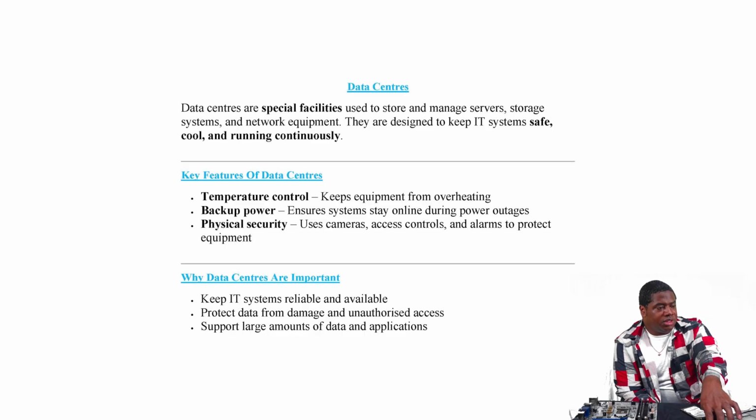Key features of data centers. Temperature control keeps equipment from overheating and makes the equipment last longer. Backup power ensures systems stay online during power outages so there's no downtime. Physical security uses cameras, access controls, and alarms to protect equipment from data theft.